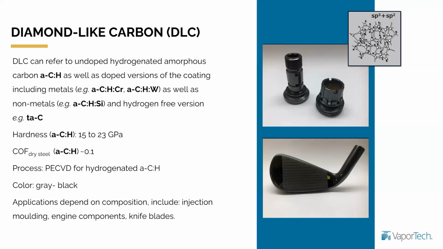But we also can use diamond-like carbon purely as a decorative coating, as you can see in the picture on the bottom here, where you can achieve this coloration between gray and black.